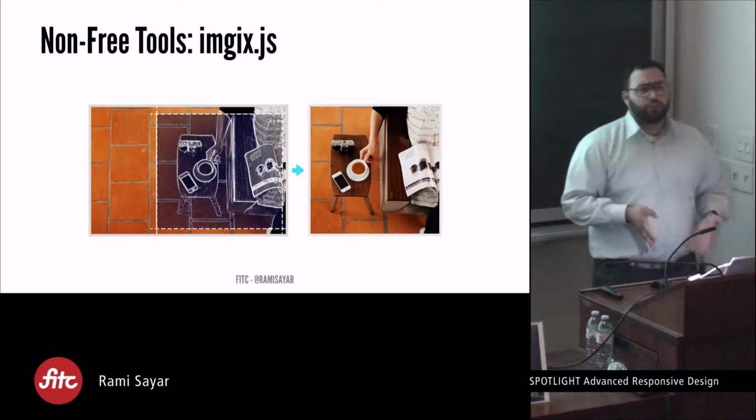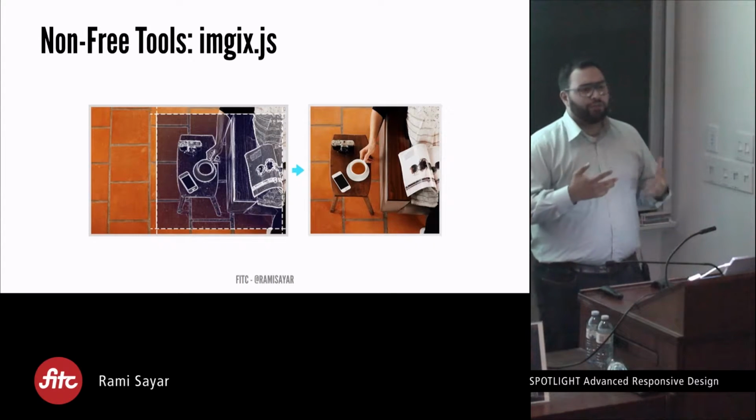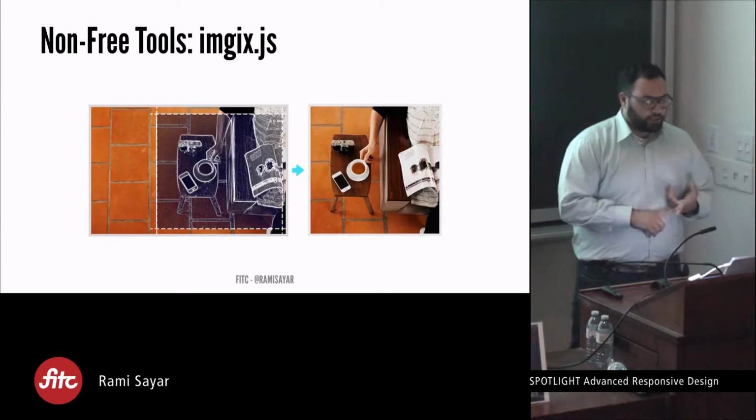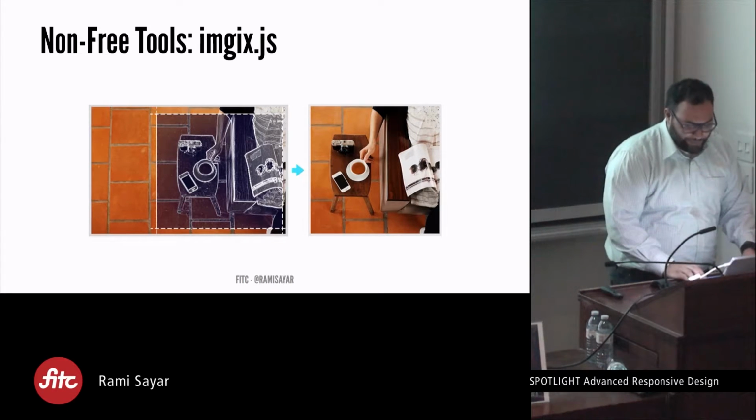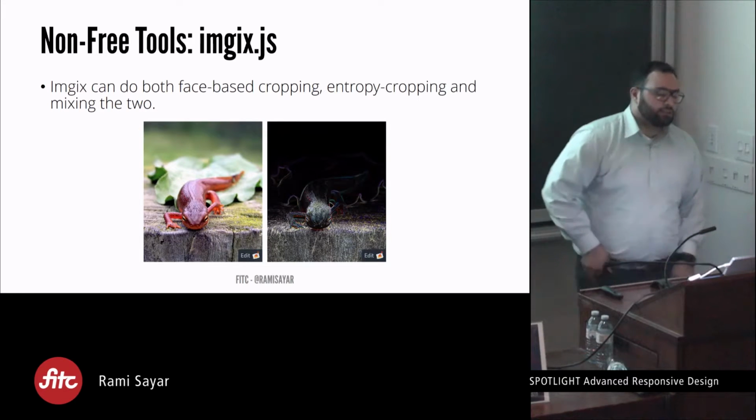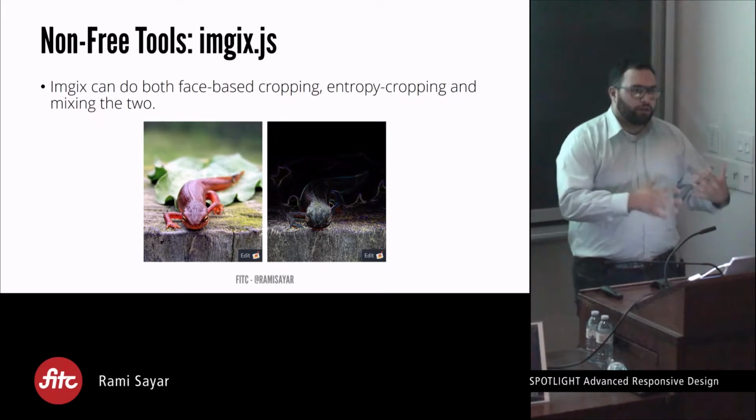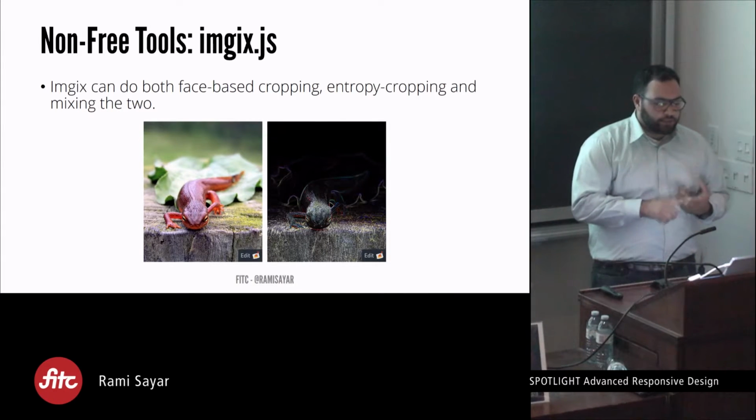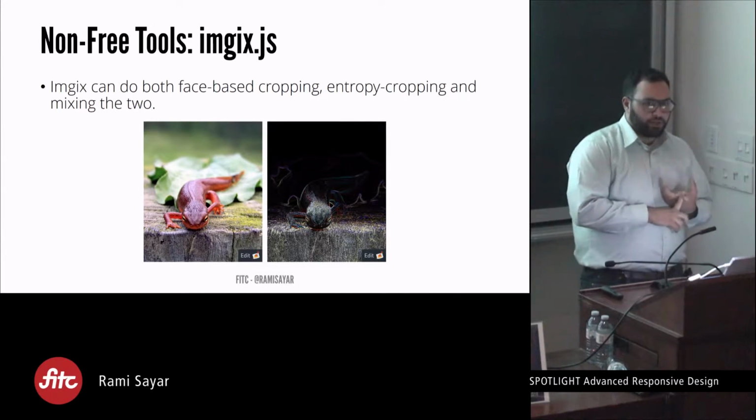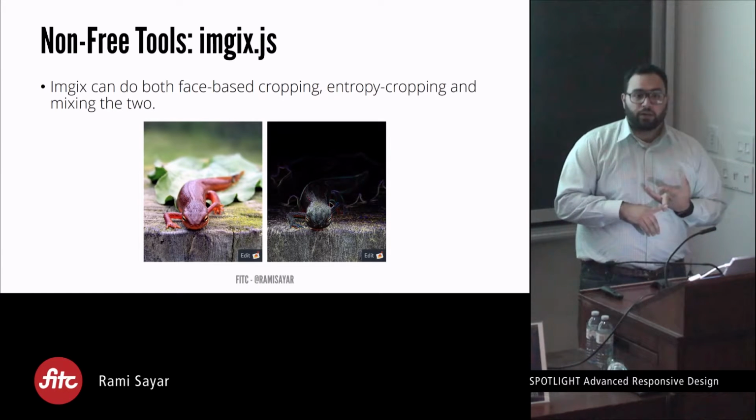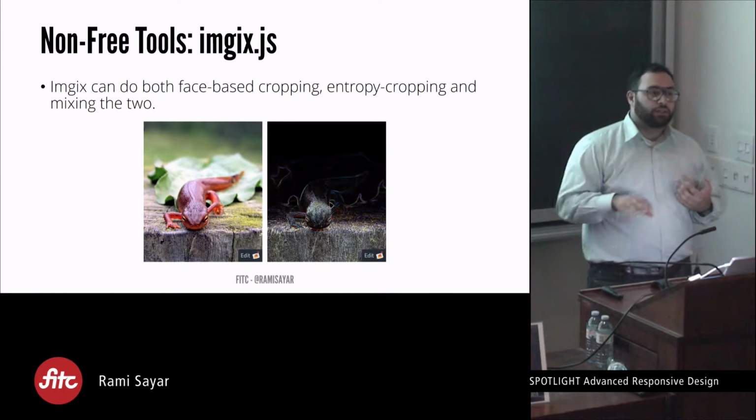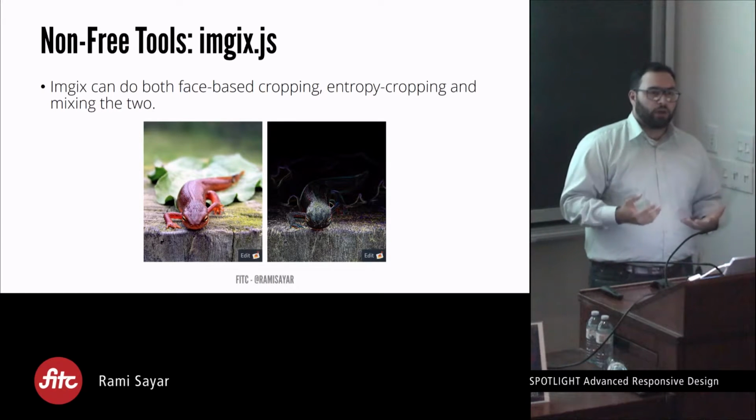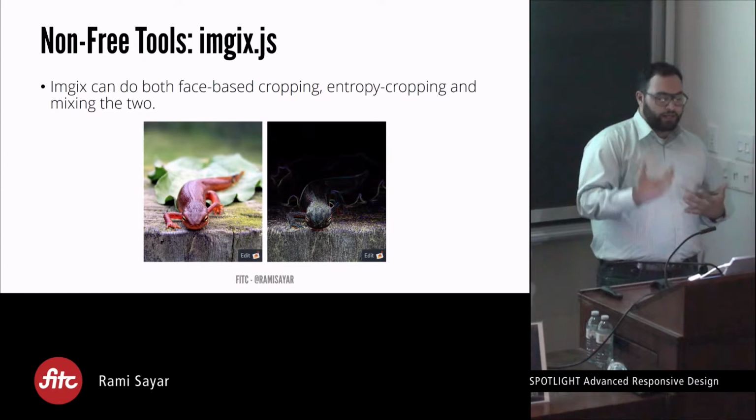So these are non-free tools. What I did find is a lot of non-free tools actually did the job fairly well. This one's called Imgix. I don't really know how to say it. You know how Smartcrop uses this algorithm, it looks for edges and looks for skin tone. What Imgix does is it does two different types of cropping instead. It does face-based cropping, so it'll actually go look for a face in the picture. So that's one way you could set it up. Or you could set it up to do entropy cropping, which is this other idea.